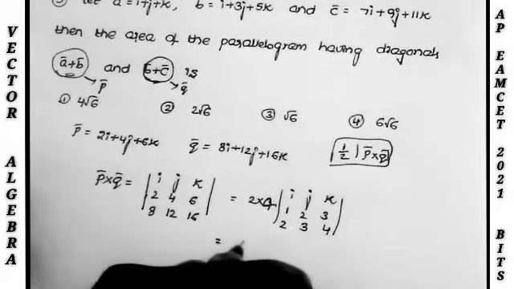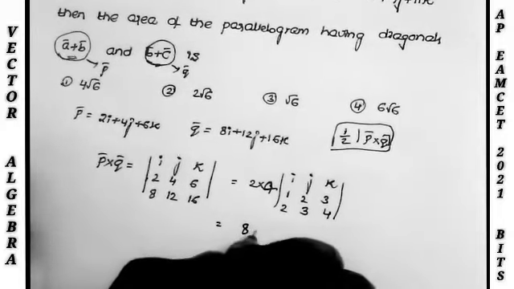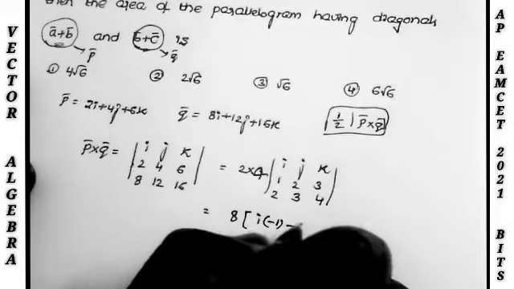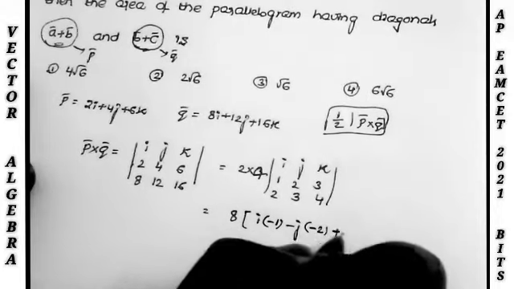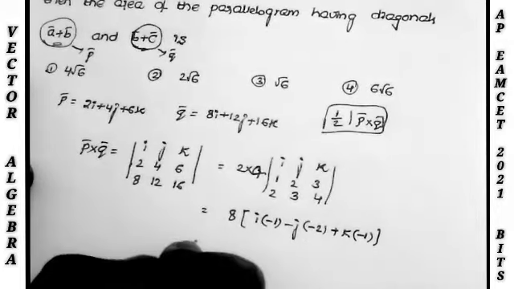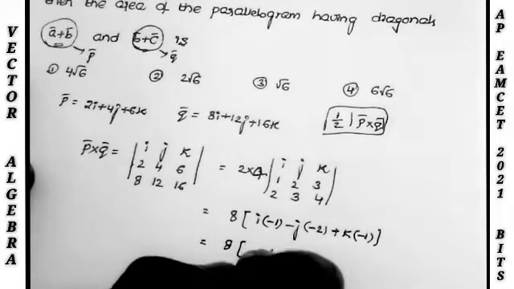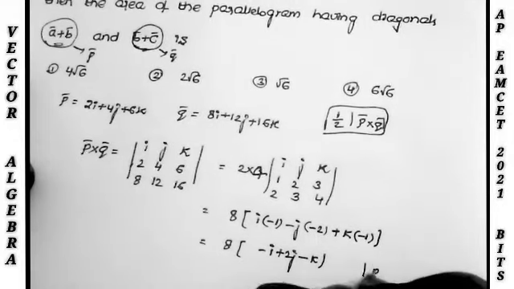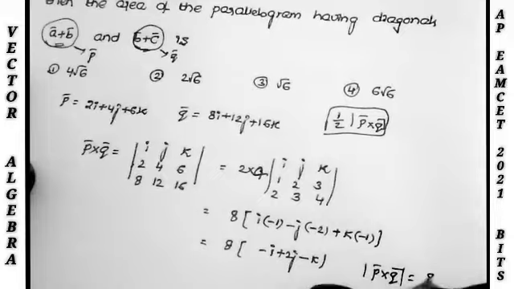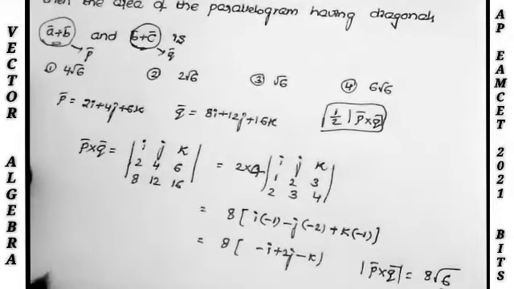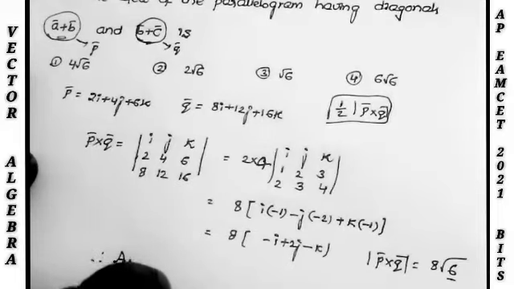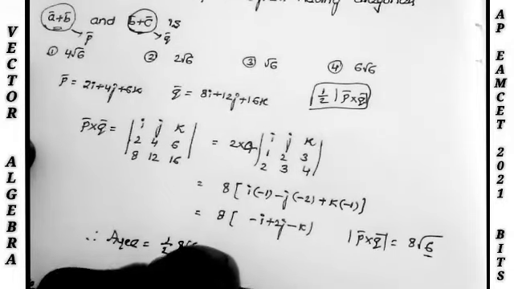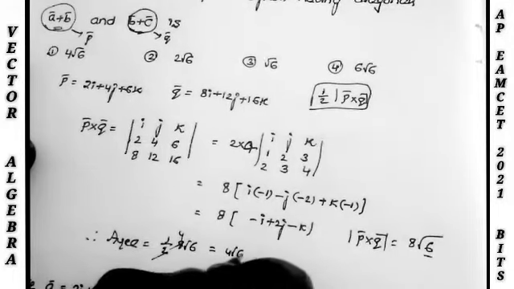Now doing the determinant value: i into (8 minus 9) is equal to minus 1, minus j into (4 minus 6) is equal to minus 2, plus k into (3 minus 4) is equal to minus 1. So this is 8 into (minus i plus 2j minus k), which is the value of P cross Q. Then what is mod P cross Q? Mod P cross Q is equal to 8 into square root of (1 plus 4 plus 1), which is 8 root 6. Therefore, the area of the parallelogram with P, Q as the diagonals is half mod P cross Q, that is half into 8 root 6, which equals 4 root 6, and that is nothing but the first option.